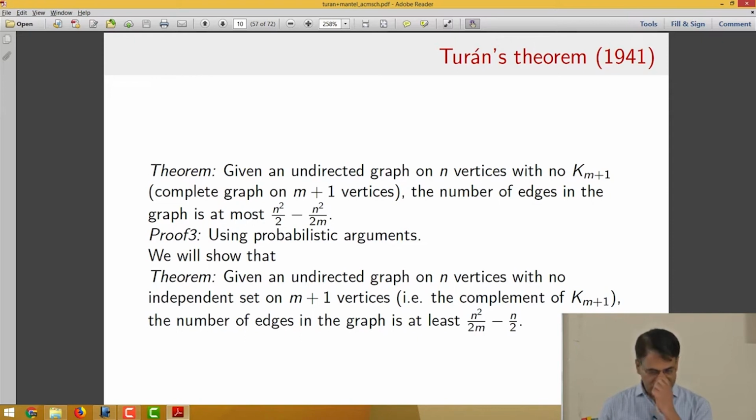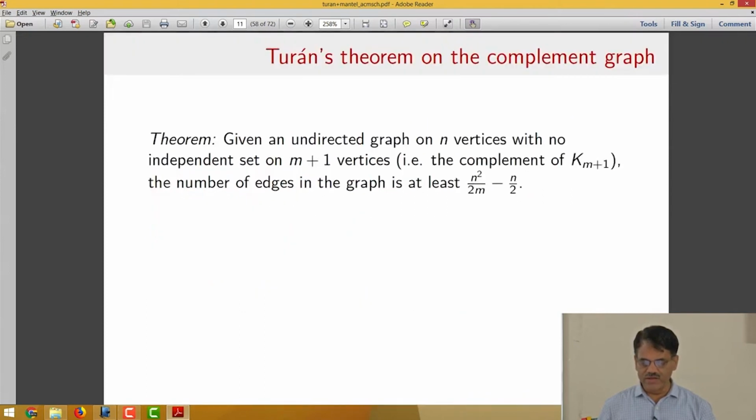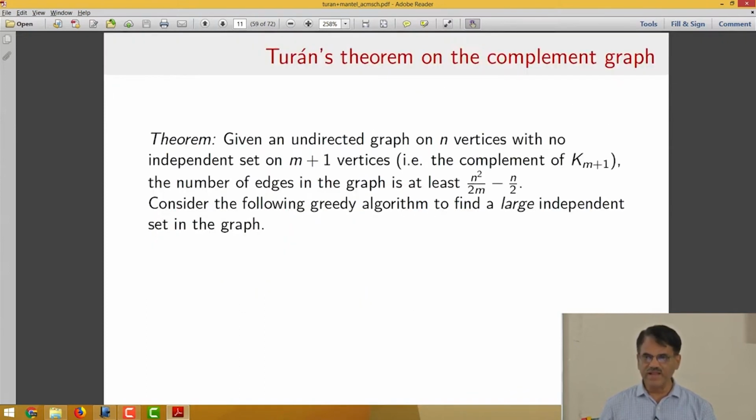What I am going to do is give a greedy algorithm to find a large independent set in the graph. What is the greedy algorithm? Let us consider some arbitrary ordering of the vertices. Take the first vertex into the independent set, and then scan through the vertices and see if you can take each one. What does it mean, if you can take it, take it?